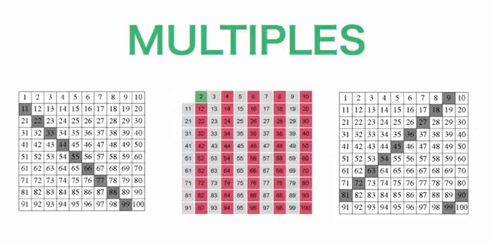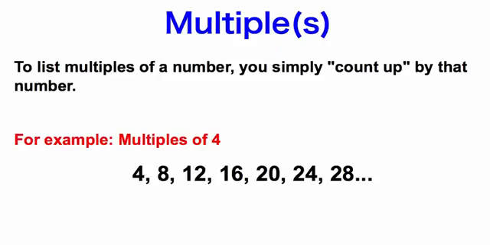In this video, we are going to go over what multiples are and how to find multiples and least common multiples. To list the multiples of a number, you simply count up by that number.